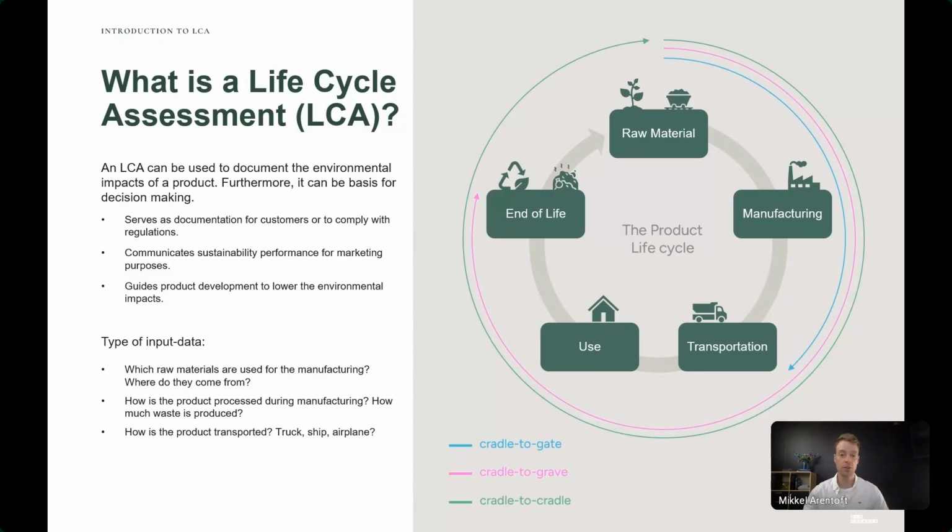To make an LCA, you're going to need a lot of information about the lifecycle of your product, such as which raw materials are used for the manufacturing, where do they come from, how is the product processed during manufacturing, how much waste is produced, how is the product transported, is it by truck, is it by ship, is it by airplane, how is it used and for how long, what happens at the end of life, which we'll get into in a moment.